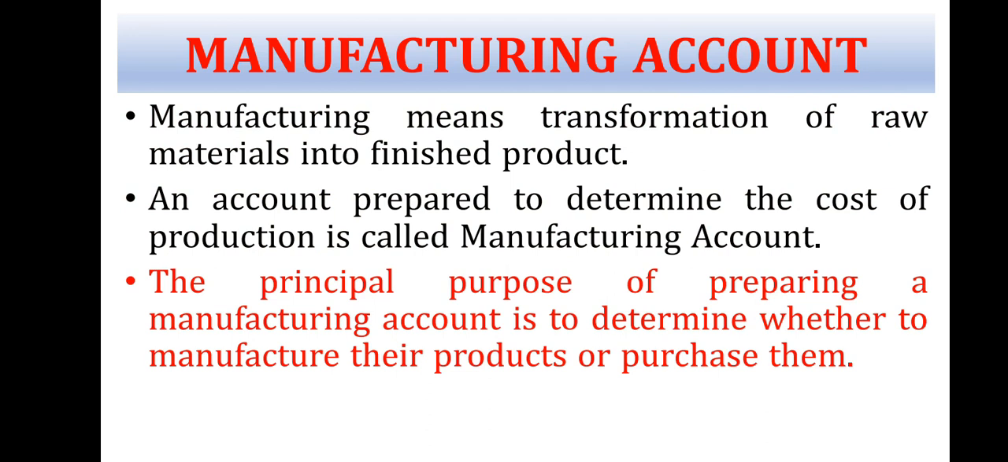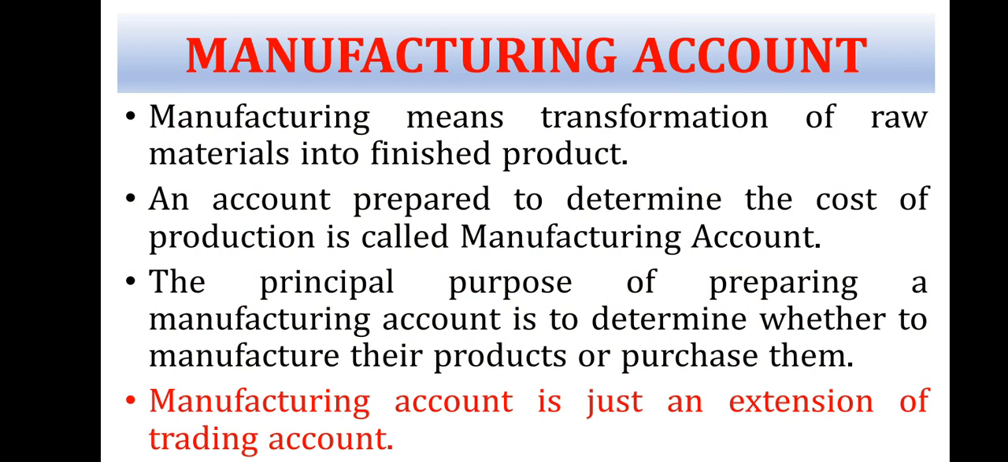That is, if it will be economical, that is, if the cost of production will be less than the cost of buying the product, the company will choose to manufacture the product themselves. But if the cost of production will be higher than the cost of buying the product, that means the company will shut down the manufacturing process and go for the purchase of the product. So, like I said, manufacturing account is just an extension of trading account.